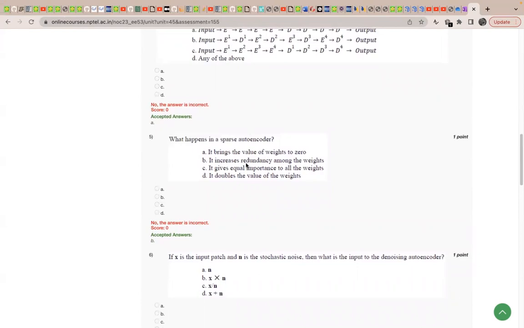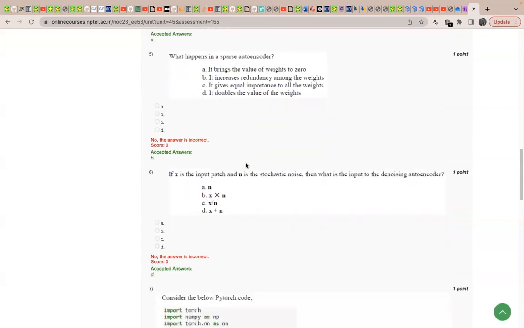Actually, I was thinking about it for so long. I mean, redundancy from the means that, suppose you made five weights zero, now all these five weights are the same. I mean, we can say that all these five weights are redundant, but that shouldn't be the answer. It should be the value of weights to zero, I guess.